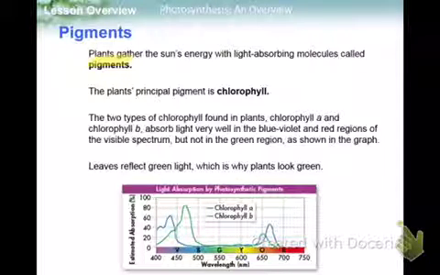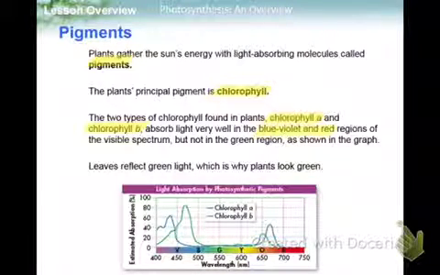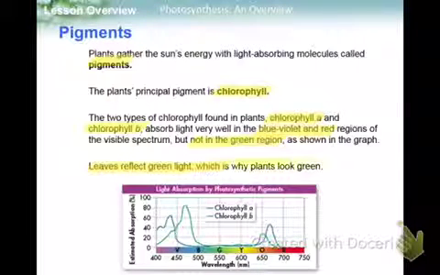What does that gathering are light-absorbing molecules called pigments. The plant's principal pigment is chlorophyll, which you probably have also heard before. There are two types of chlorophyll found in plants, A and B. They absorb light very well in the blue, violet, and red regions of the visible spectrum, but not in the green region. Leaves reflect green light, which is why plants look green.